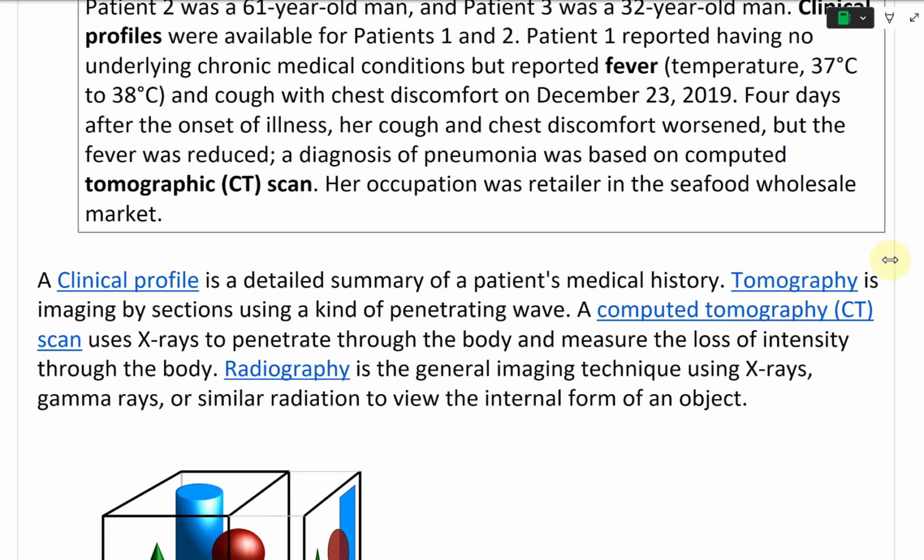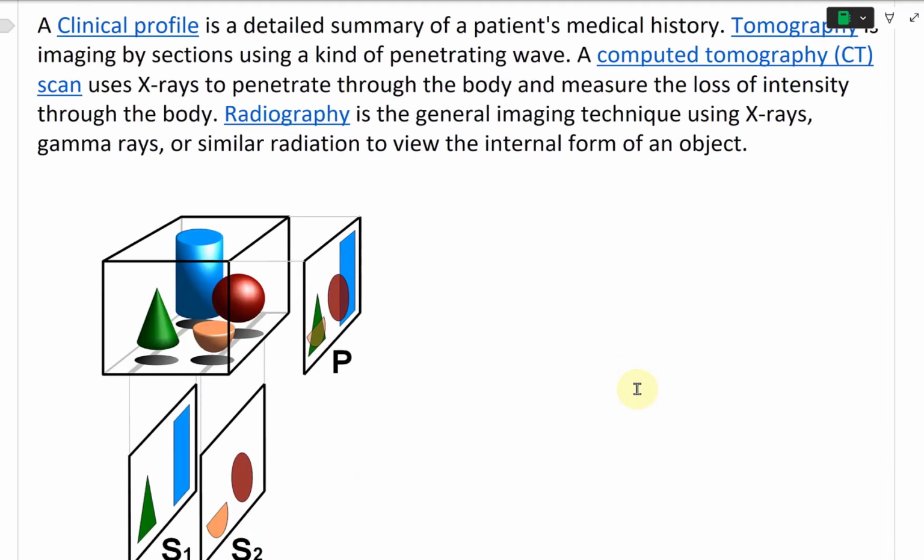And let's go over tomography. Tomography is imaging by sections using a kind of penetrating wave. And a computed tomography CT scan uses X-rays to penetrate through the body and measure the loss of intensity through the body. And radiography in general is just a general imaging technique using X-rays, gamma rays, or similar radiation to view the internal form of an object.